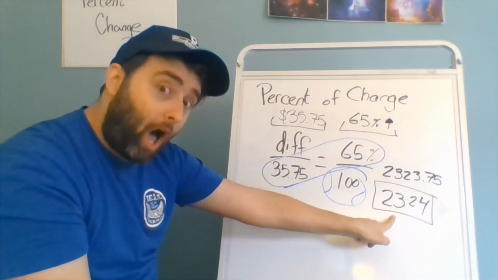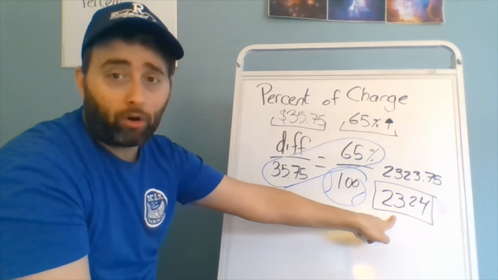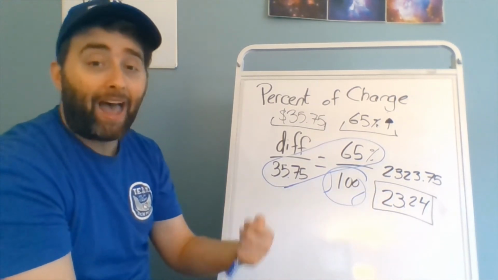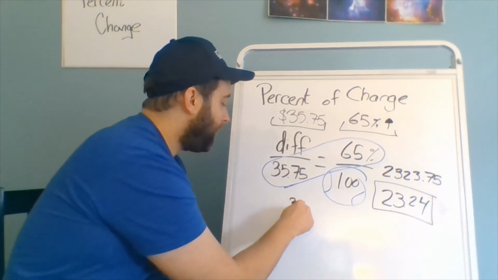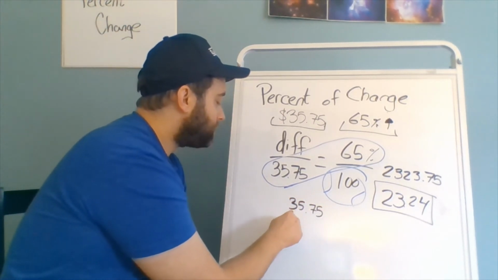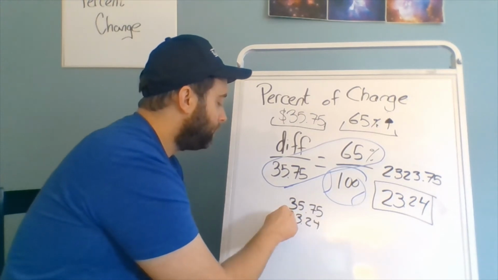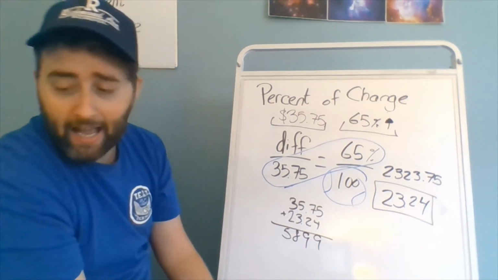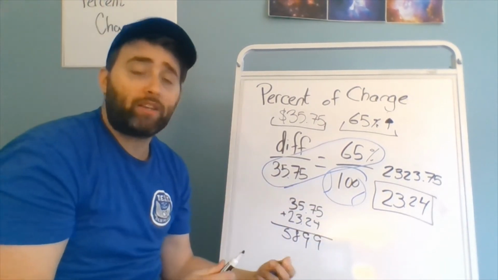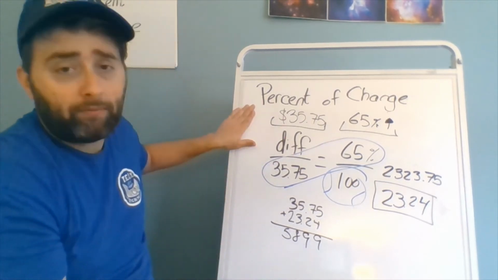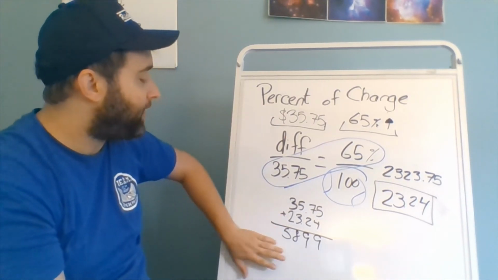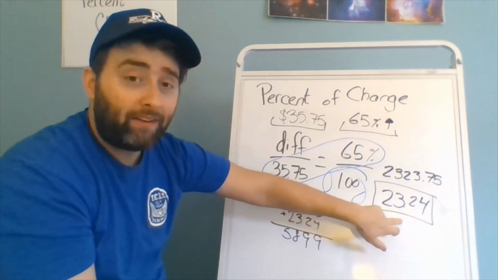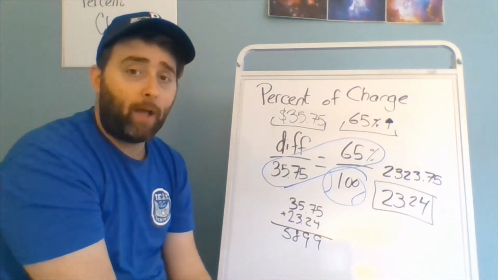So if I have a markup of $23.24, up means I'm going to add. So I take 35.75 and add it to 23.24. I get $58.99. That's our final price for those pair of jeans. The store bought them for $35.75 and marked them up 65% to $58.99. You're going to buy them for $59. They're going to make a $23 profit.